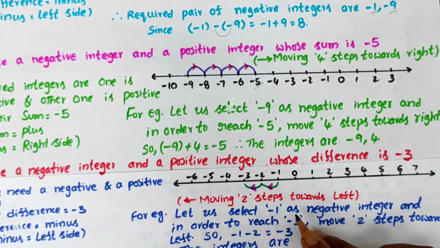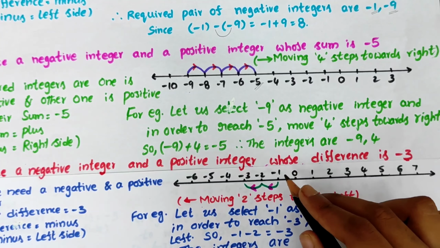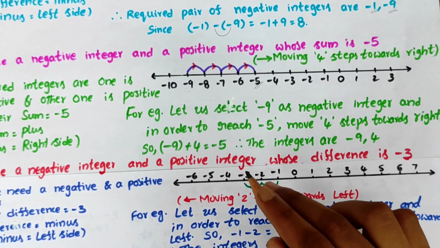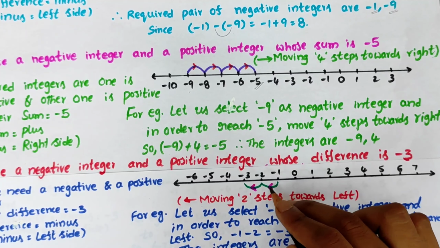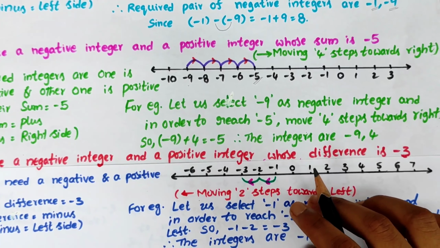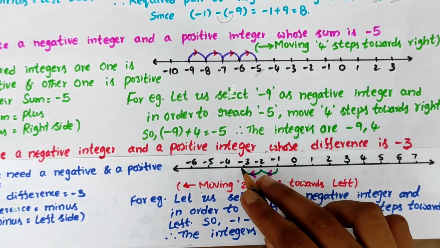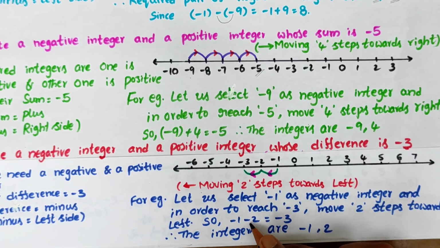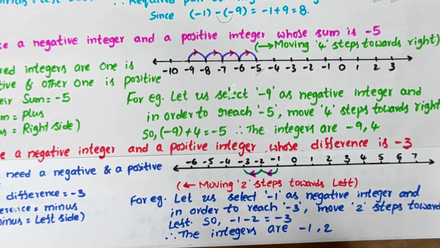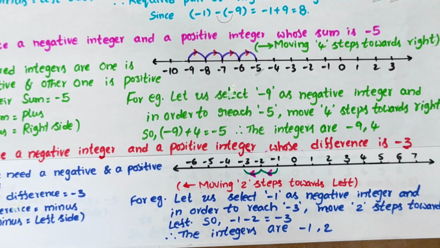Okay, for example, let us select -1 as negative integer, and in order to reach -3, move two steps towards left. See, here I have selected -1 as negative integer, and in order to reach -3, move two steps left. Is it right? So we have to move two steps towards left to reach -3. So -1, -2, see here minus difference. As we are moving left side, so here is minus. -1, -2 is equal to -3. Therefore, the integers are -1 and +2. Is it clear, friends?